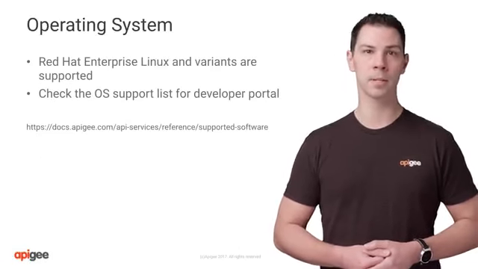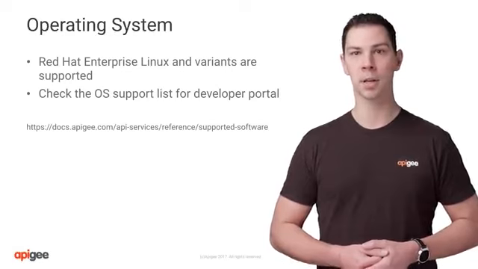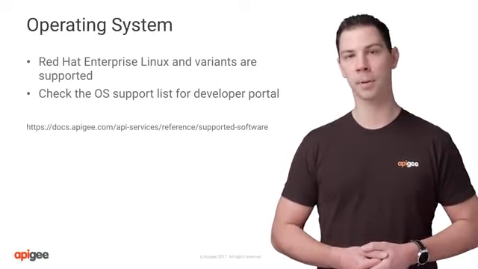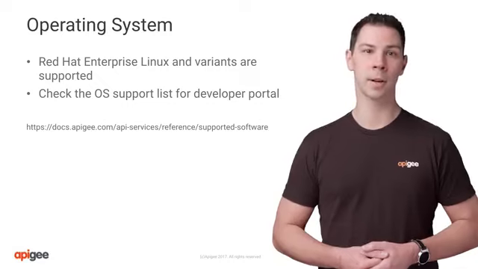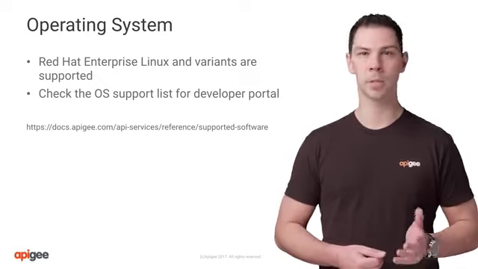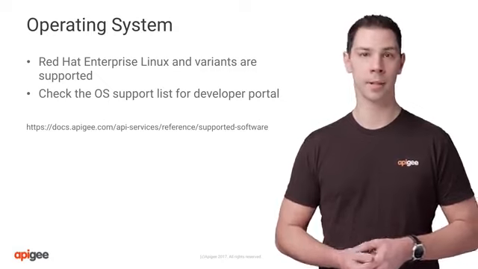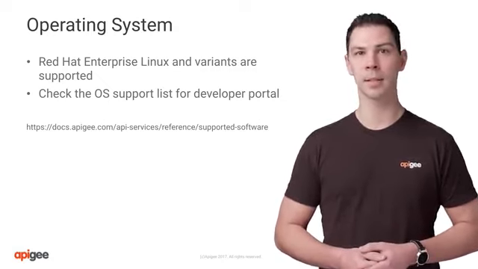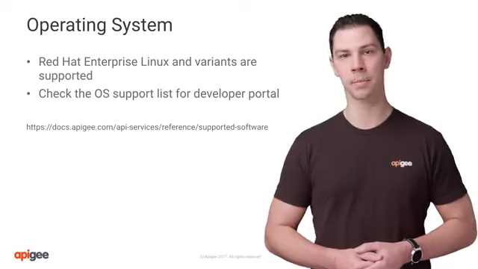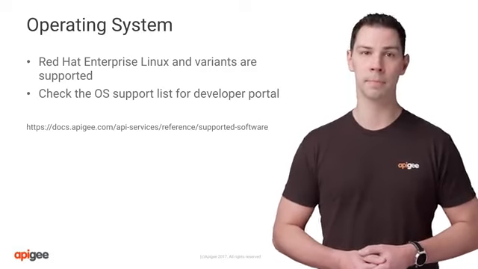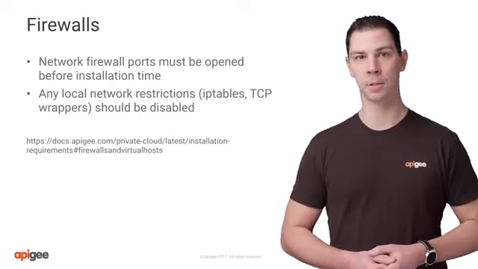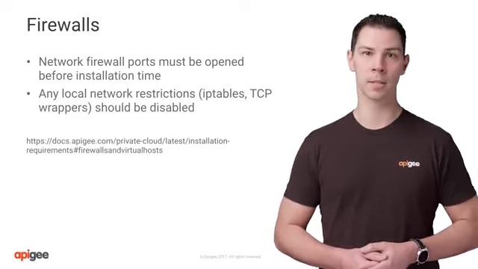Along with hardware that meets our recommended specifications, you will need a supported operating system. A full list of supported operating systems can be found at the link shown here. Generally speaking, we support Red Hat Enterprise Linux and variants such as CentOS. Note that the developer portal has a slightly different list of supported operating systems than the other services in your Apigee deployment.